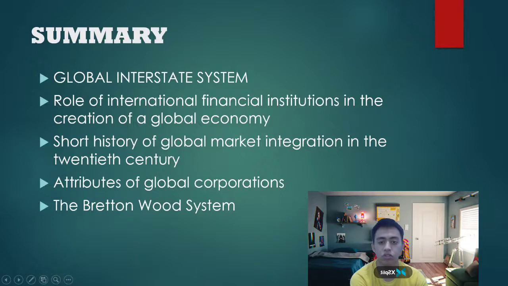And the third is the history of global market integration in the 20th century, and also the attributes of global corporations, and the Bretton Woods system that has two institutions, the International Monetary Fund, or what we call IMF, and also the World Bank. And that's it. It's all our topic.